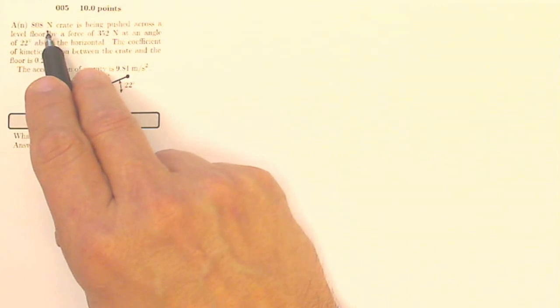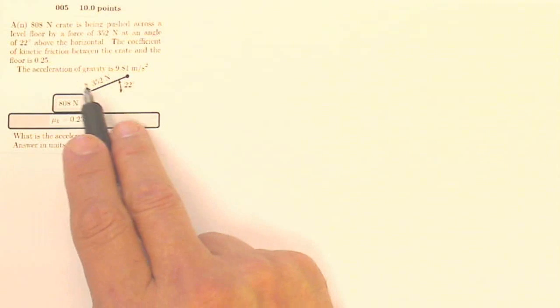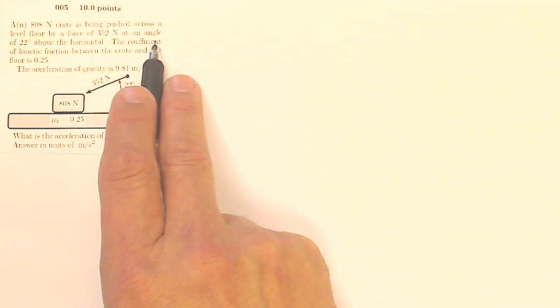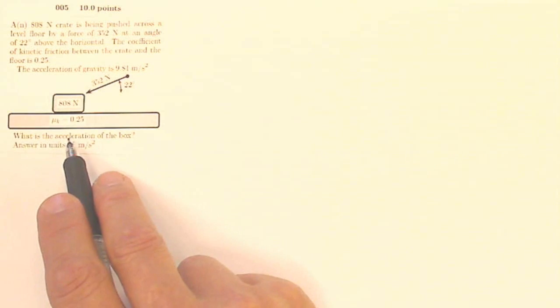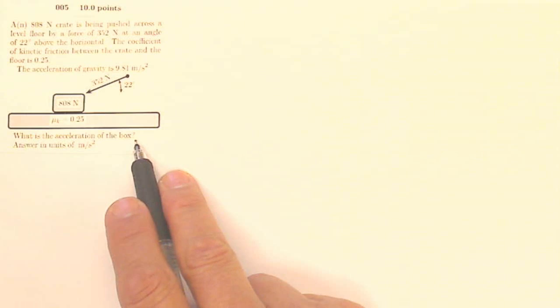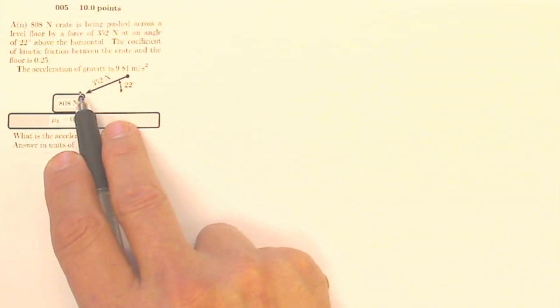An 808 newton crate is being pushed across a level floor by a force of 352 newtons at an angle of 22 degrees above the horizontal. The coefficient of kinetic friction is 0.25. What is the acceleration of the box? Very similar to question number 4, but now you've got to look at this force.